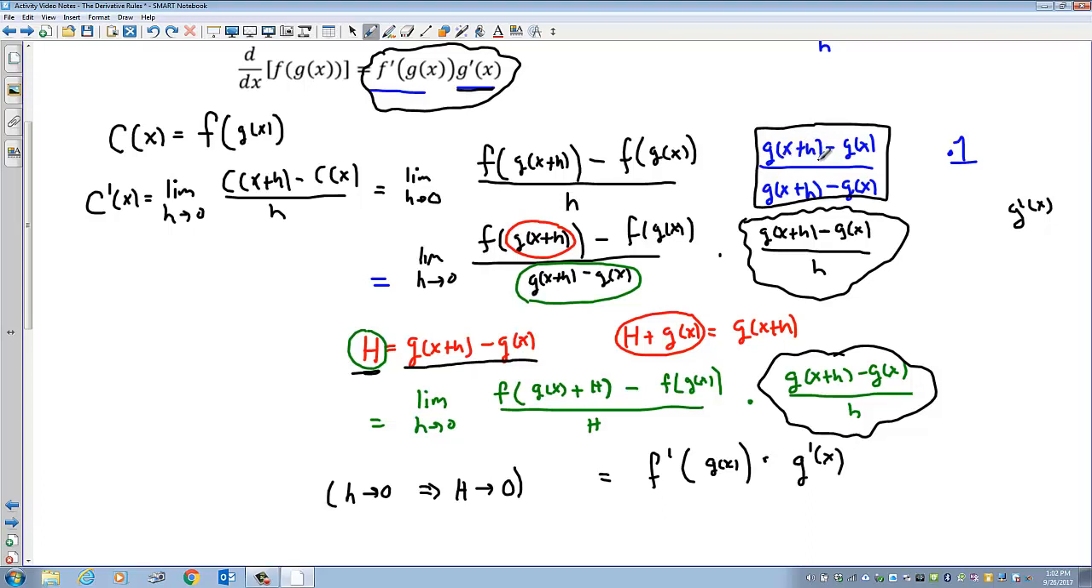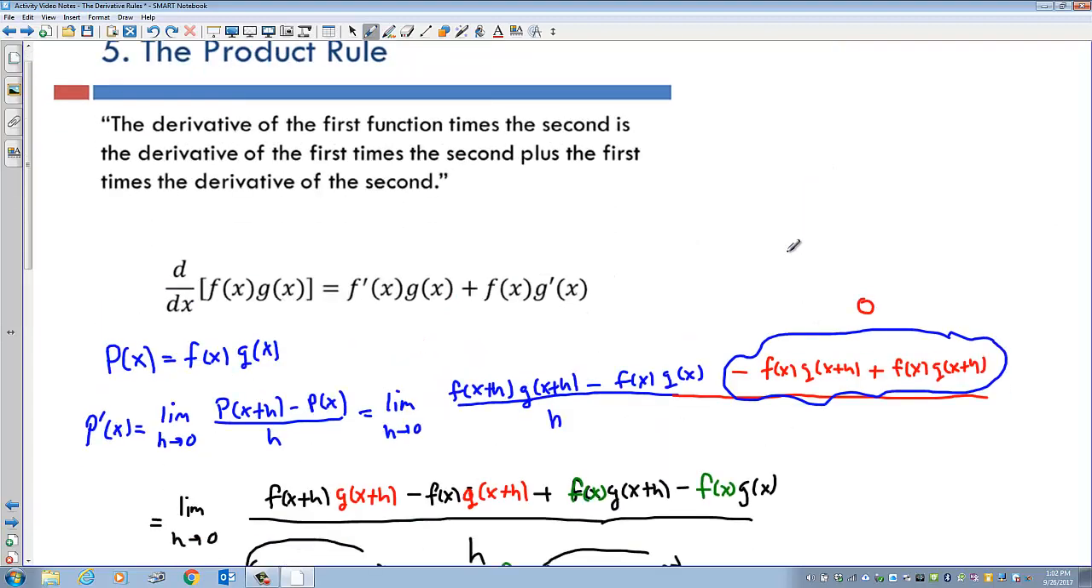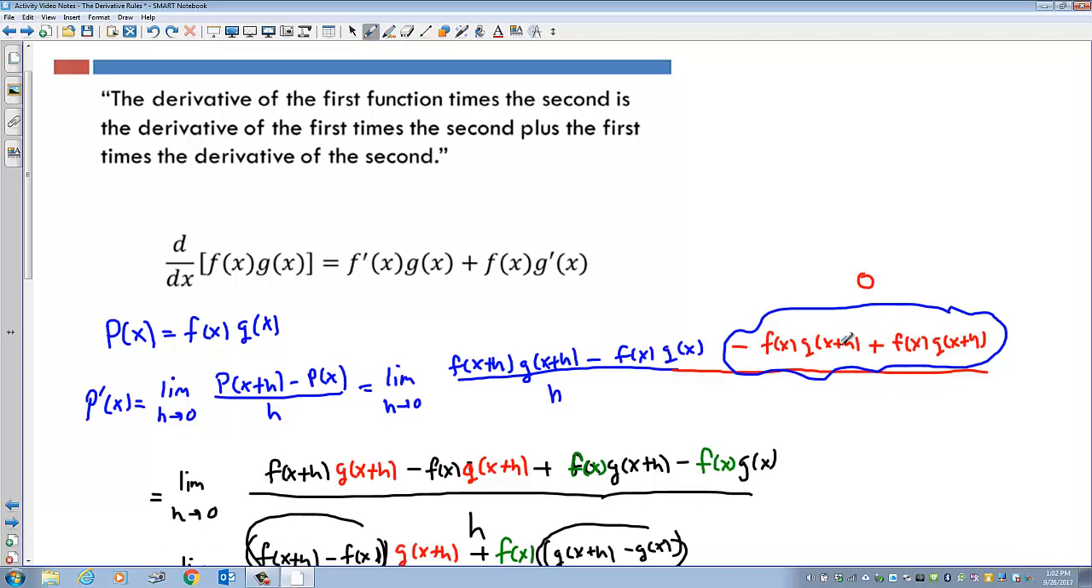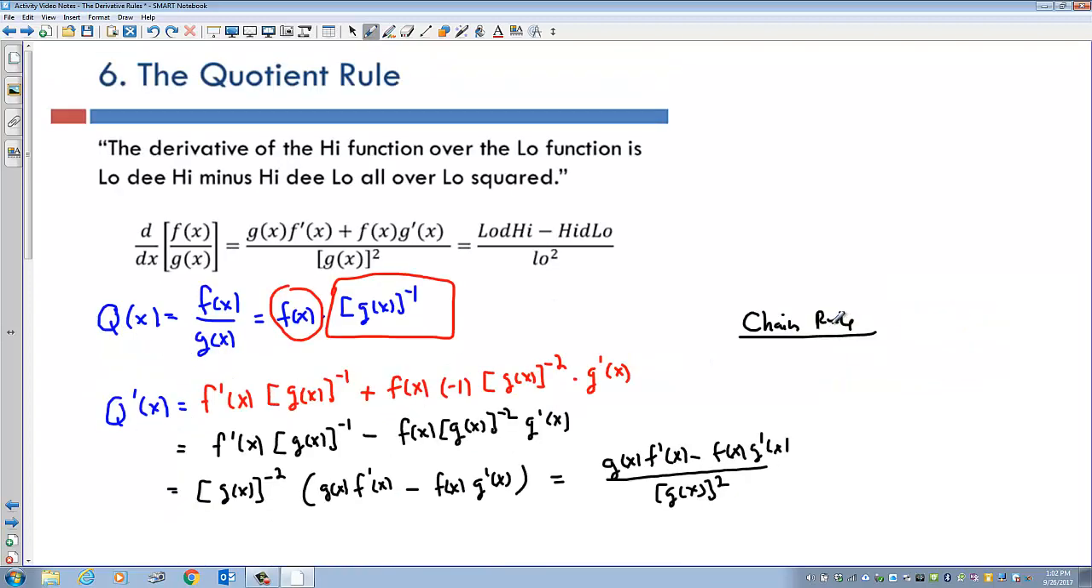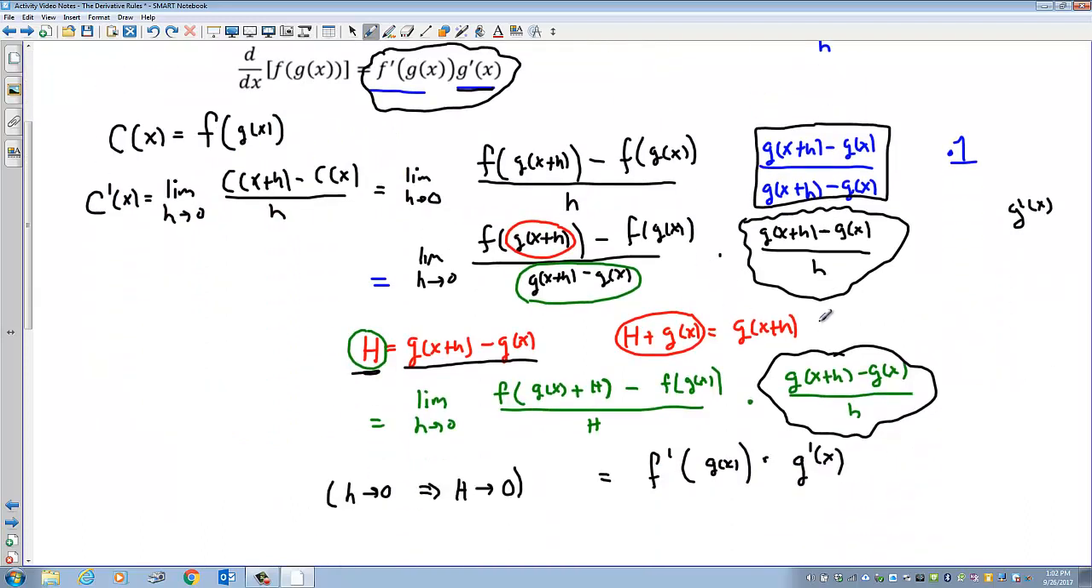And the way we massage this one is we multiply top and bottom by the same thing. Whereas in the last problem, or the one before this, we added and subtracted the same thing to turn it into what we want, because that's just adding a zero to something. Okay, so let's move on. And so what do we have left?